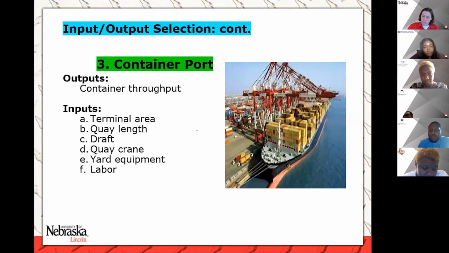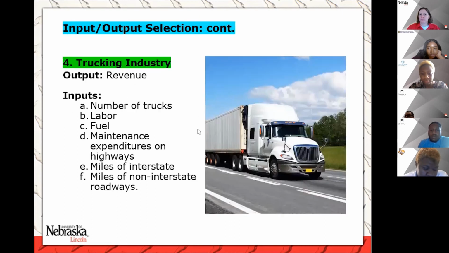So it's really easy. The efficiency analysis is easy. All you have to do is to specify inputs and outputs. If you have more than one input and more than one output, then you have to use a linear programming model and use Excel or other software programs such as GAMS. You can use GAMS. Then in the trucking industry, the output used was the revenue in dollars, of course. Then inputs are number of trucks, labor, fuel, maintenance, expenditure on highways, miles of interstate, and miles of non-interstate roadways.